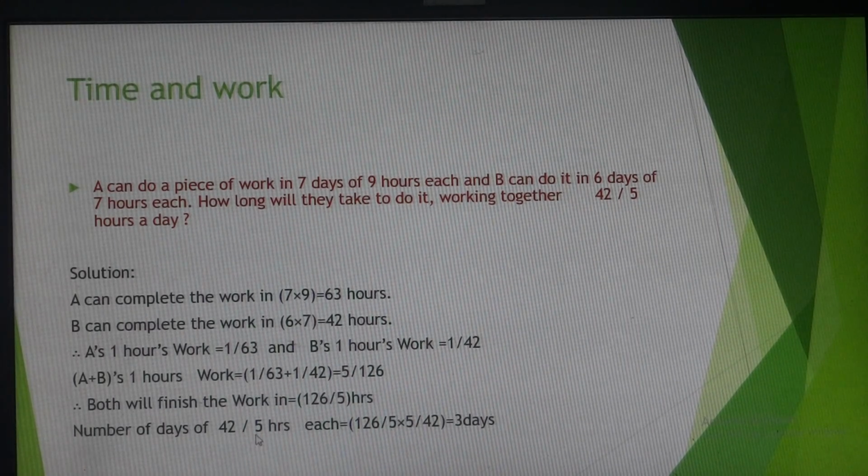The number of days you get is 126 by 5 divided by 42 by 5. You will get, it's equal to 3 days.